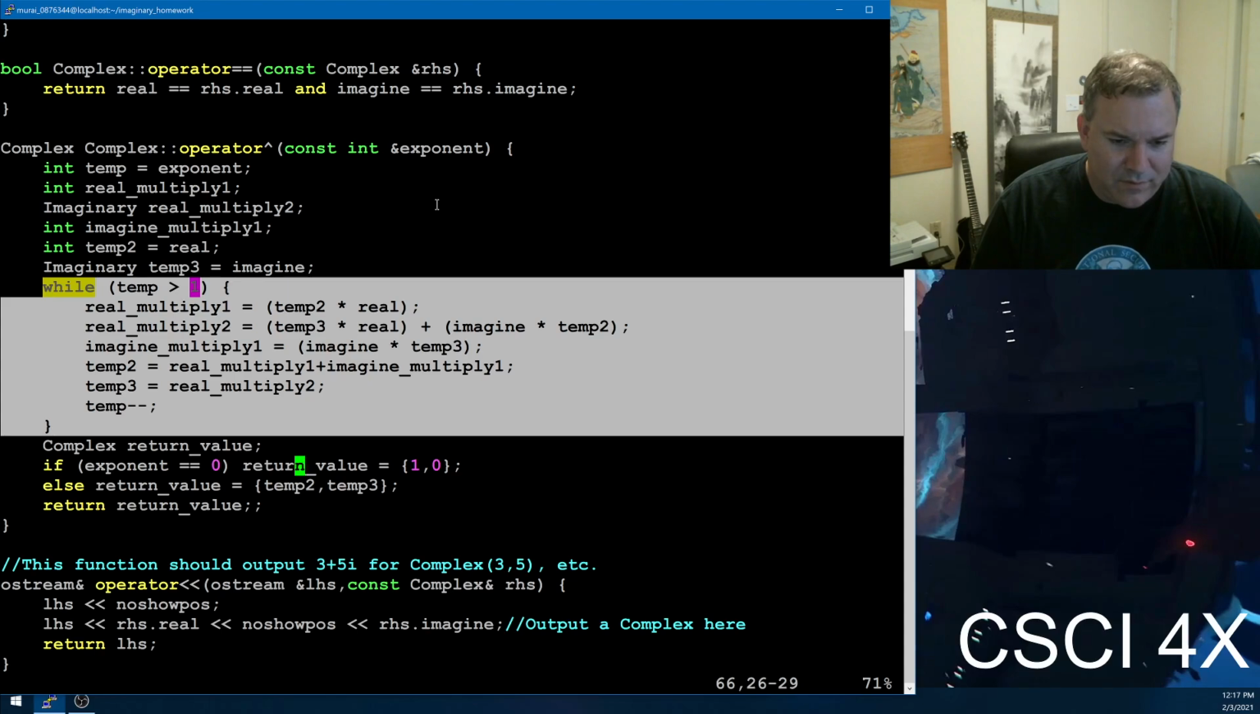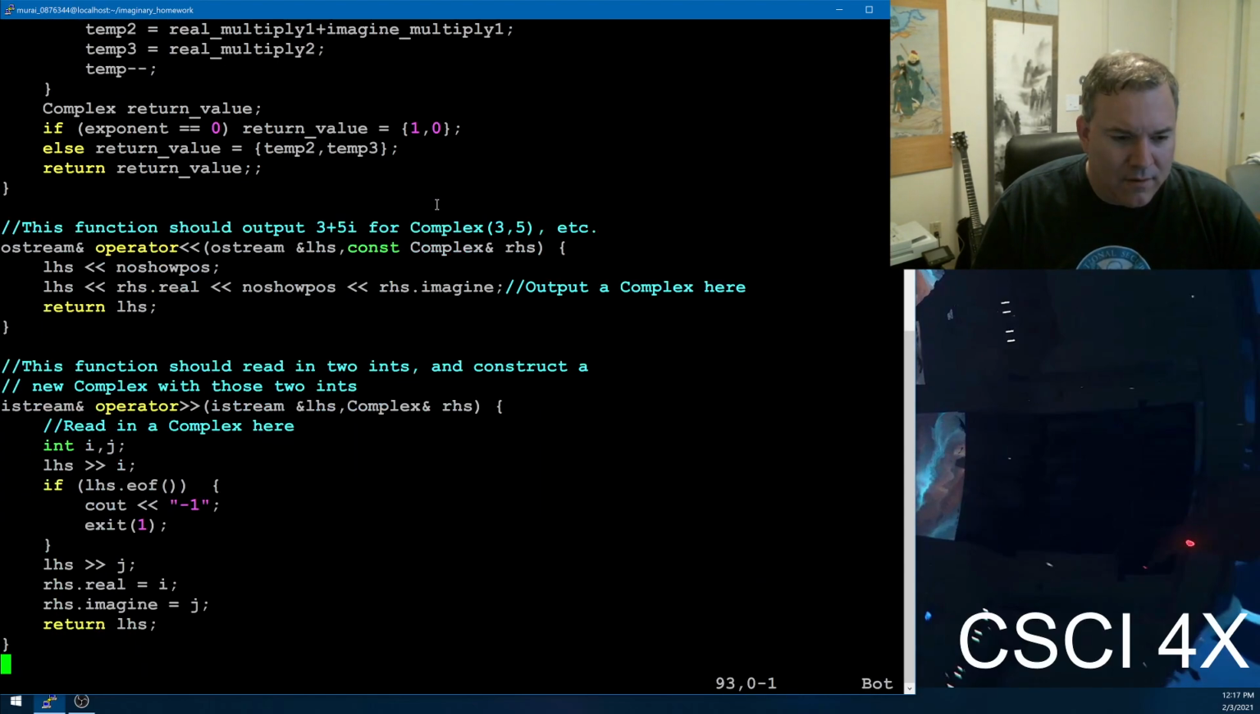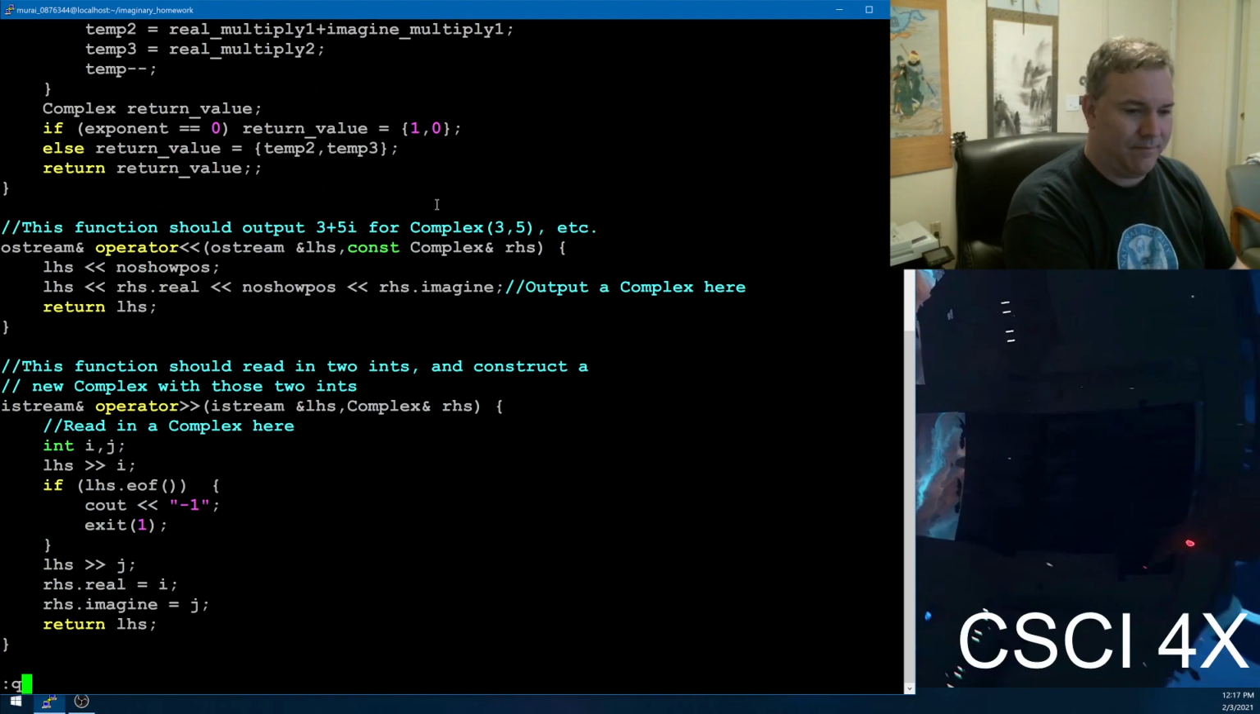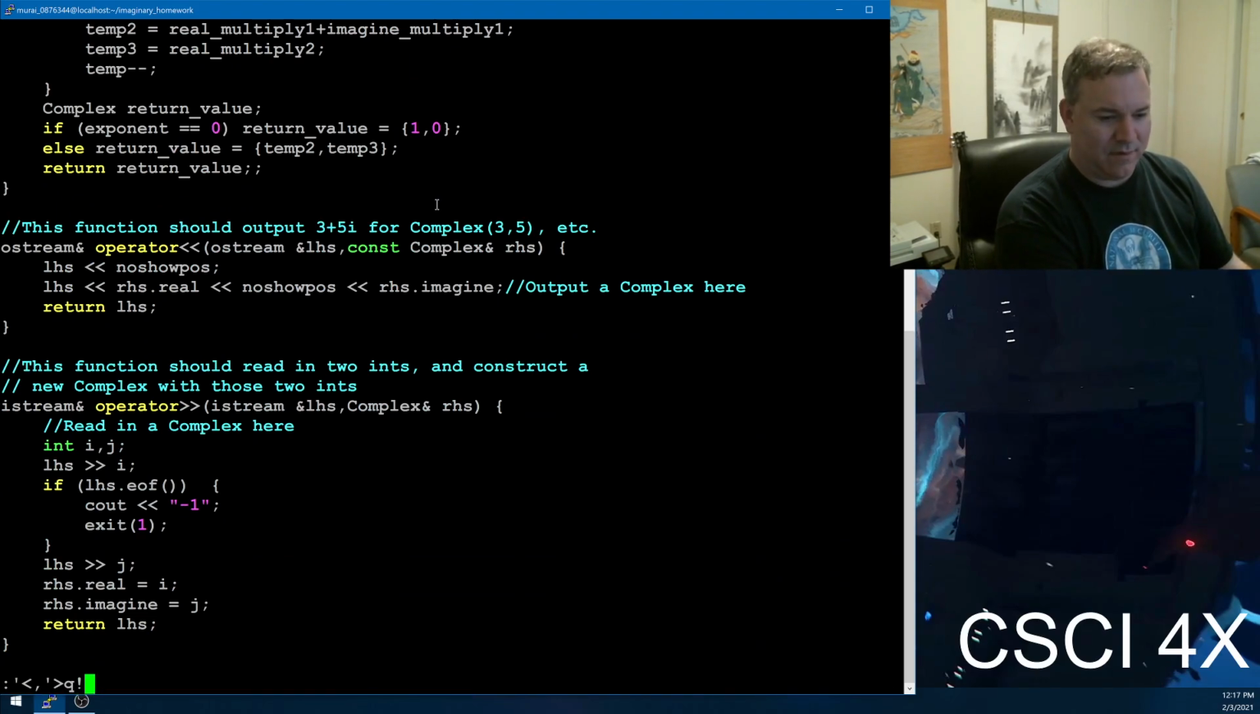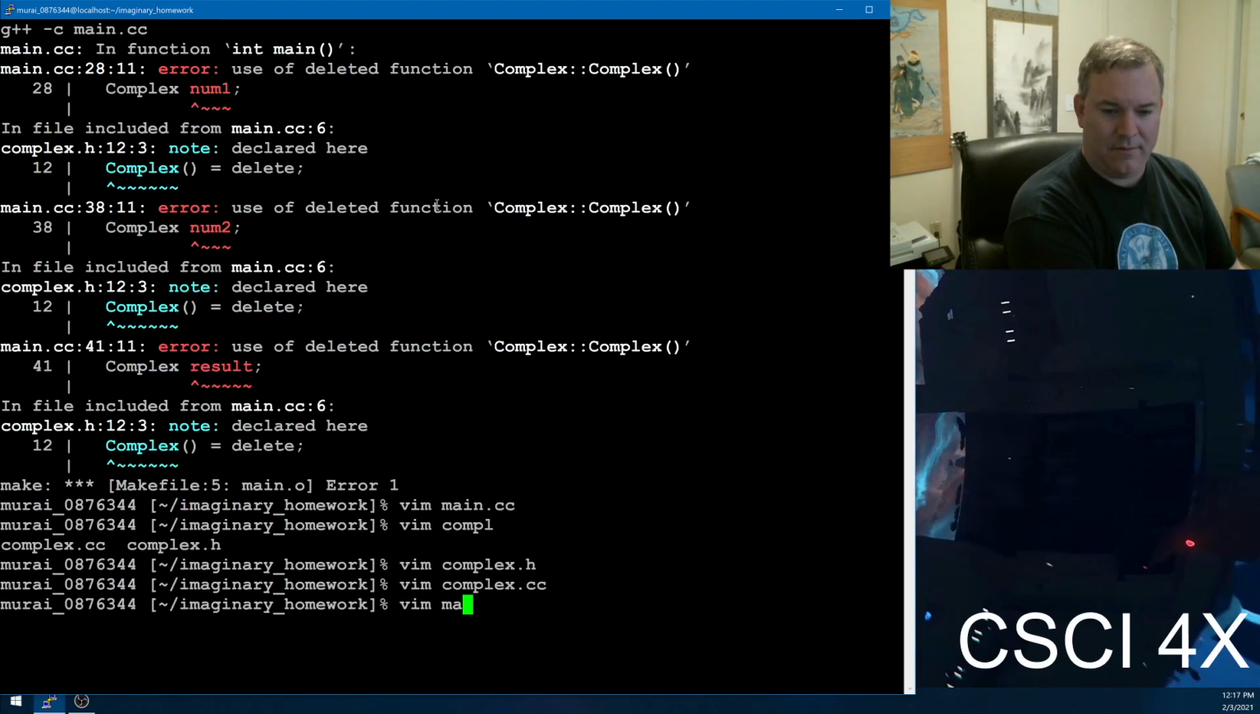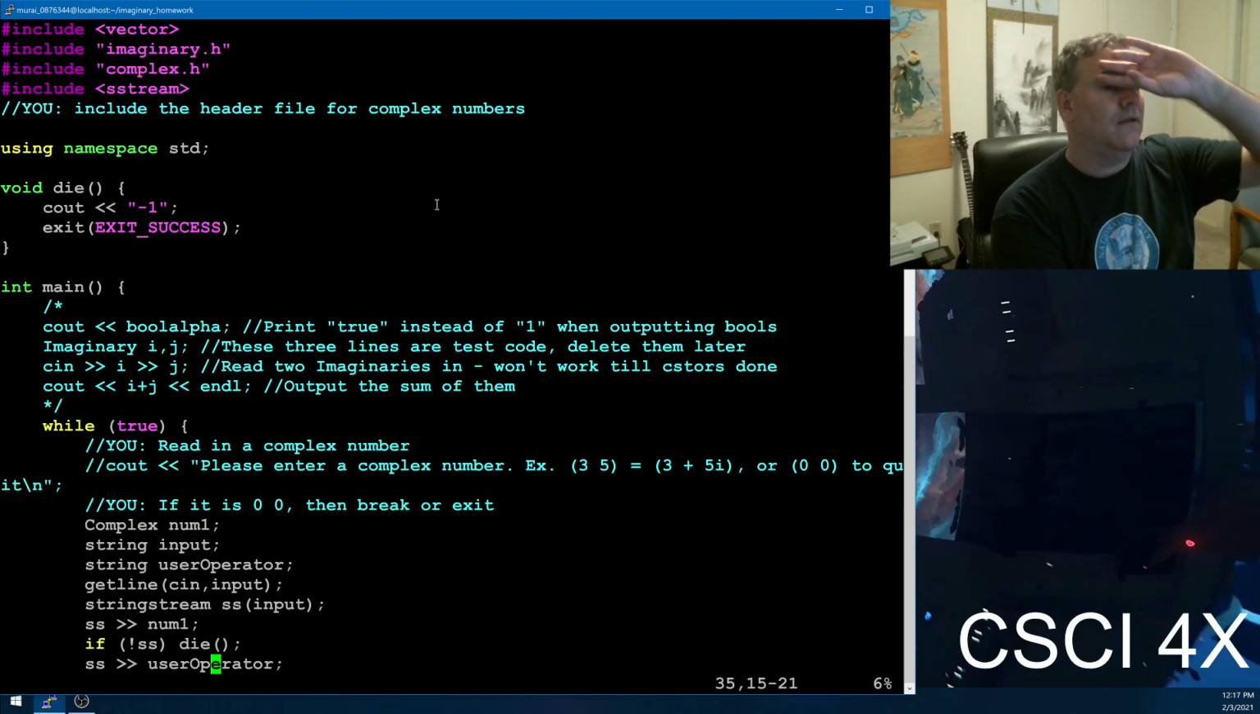All right, so if exponent equals 0, you just return 1. Otherwise, you return that. Okay, yeah, looks good. And then double left arrow, double right arrow. And then the thing that I'm sure everybody wants to see, which is the main.